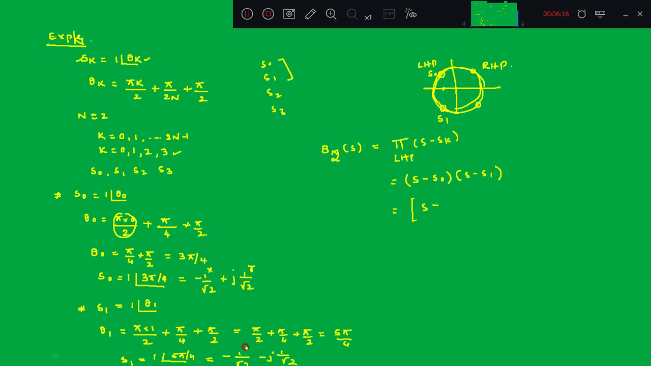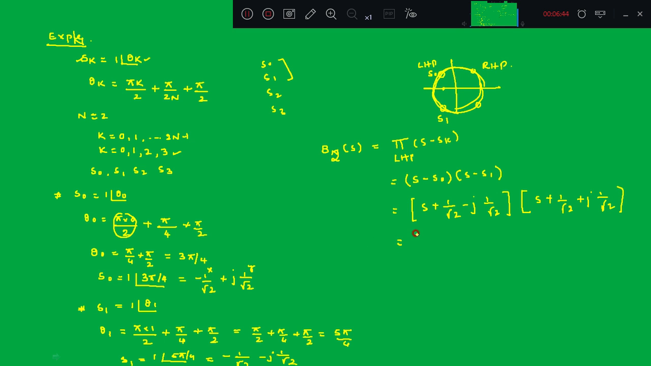Substitute. So here S minus, what is S0? S0 is minus 1 by root 2, minus 1 by root 2. So this minus into minus is plus 1 divided by root 2, minus into plus is minus j 1 divided by root 2, into (S minus S1). So here both are positive, so this is 1 by root 2 plus j 1 by root 2, right?